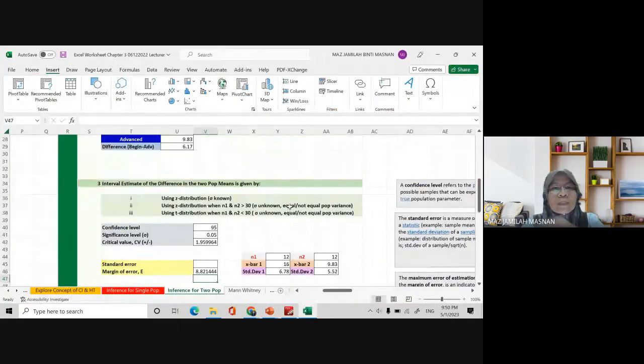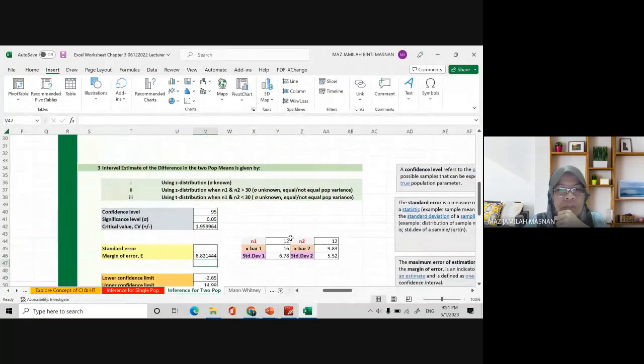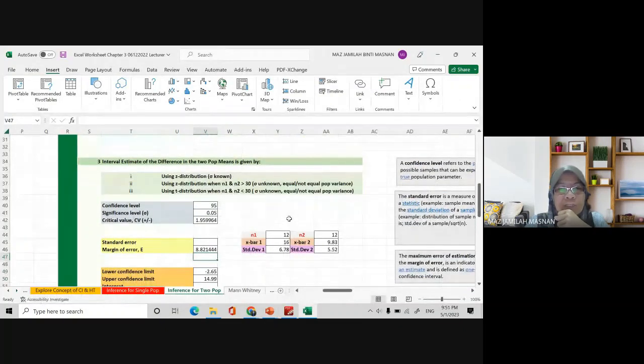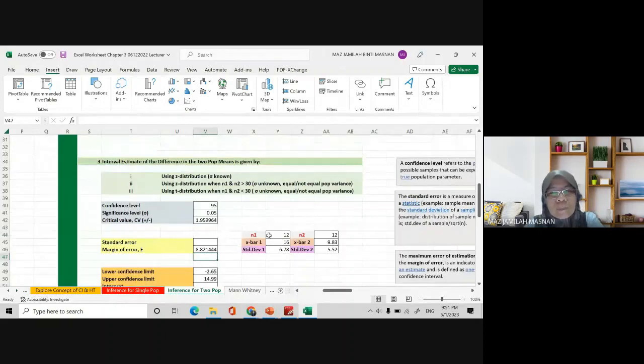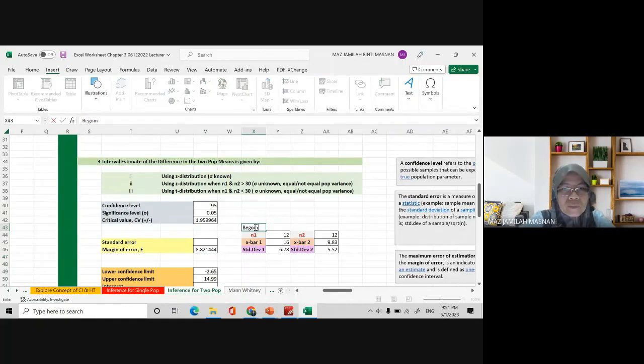In this case, let's say we assume from this case we have the beginner. So here is the beginner. Let's say I put the beginner so that it will be clear. And this one is for advanced.